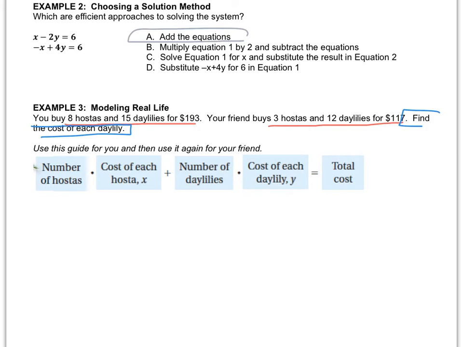So let's do you first. It says the number of hostas, which you got, was 8, times the cost of the hosta, which we don't know, that's x, plus the number of daylilies, which you got, is 15, times y, the cost of the daylily, and that equals 193. I'm going to just write that a little friendlier over on the side: 8x plus 15y equals 193. All right, why don't you try to write the other equation?